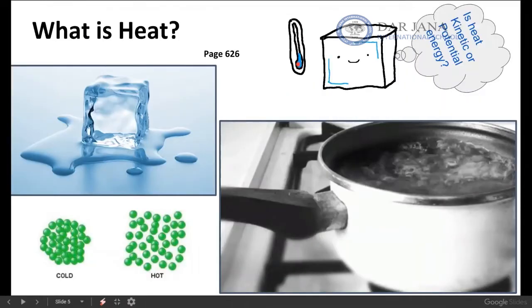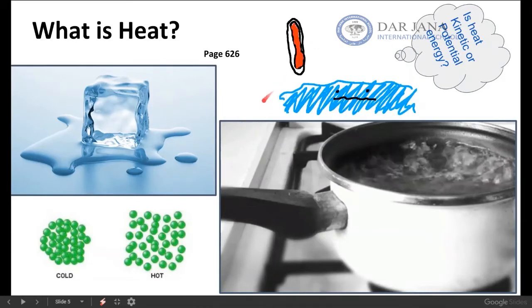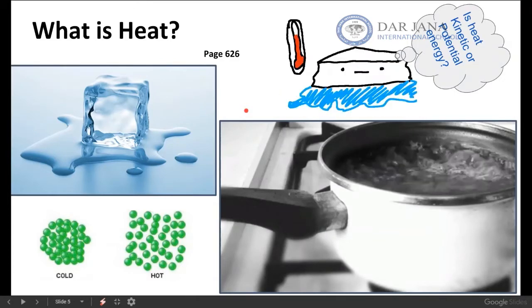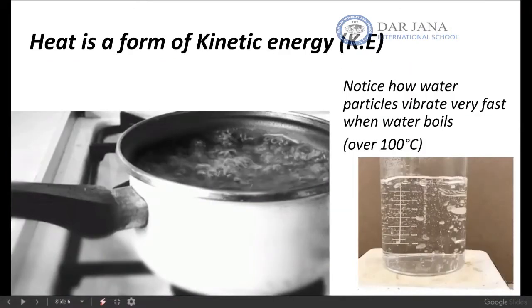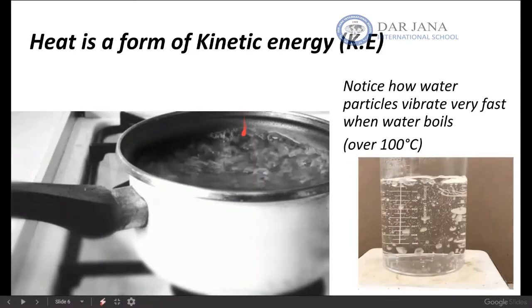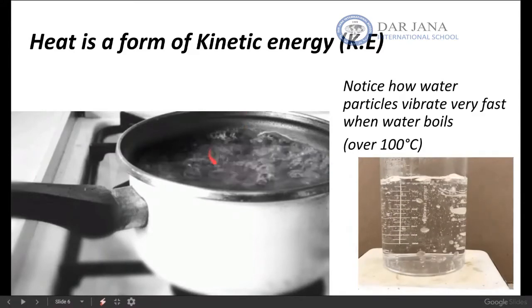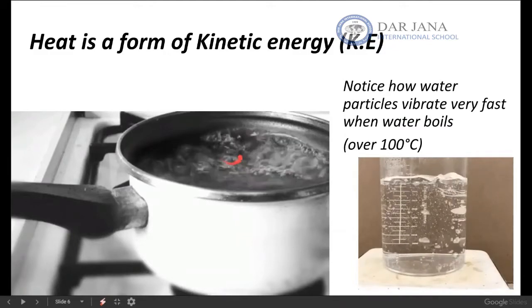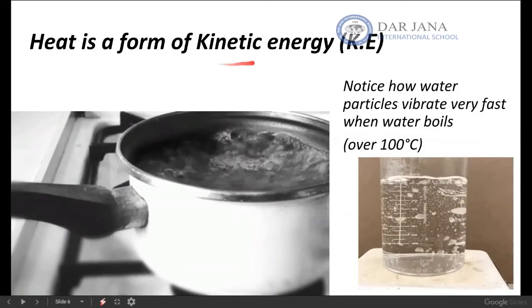What is heat? Is it potential or kinetic energy? How do we measure it? What unit do we use? We're going to find that out today. Heat is a form of kinetic energy. Notice how particles of water are vibrating very fast. This is movement. This is kinetic energy.